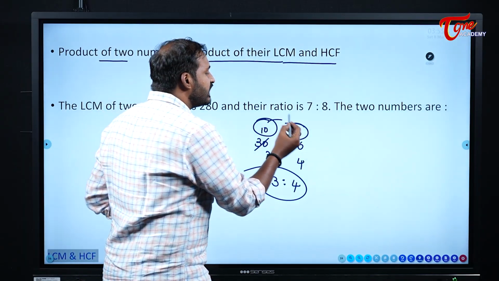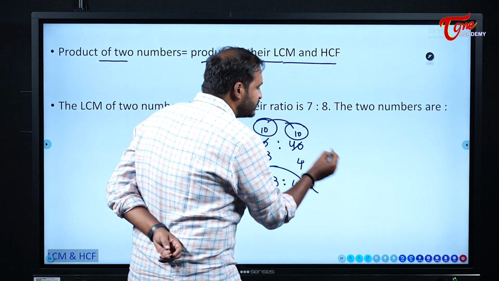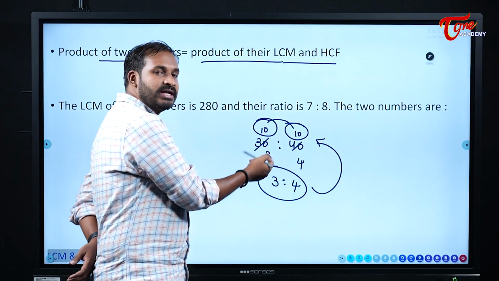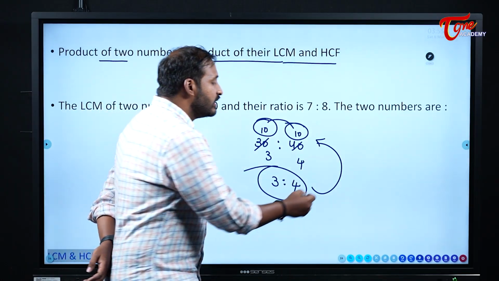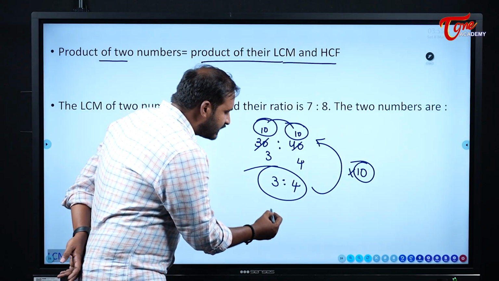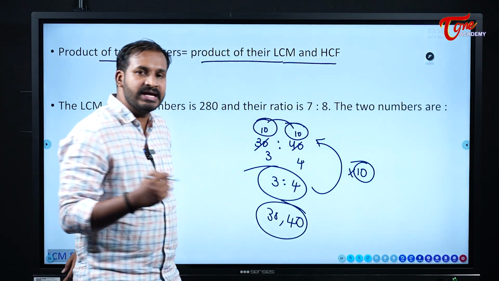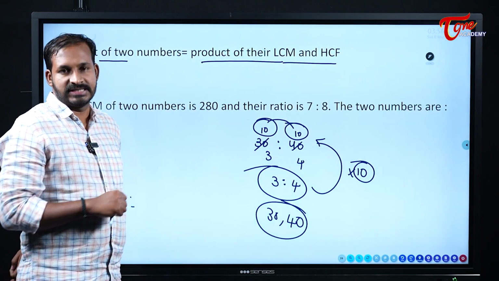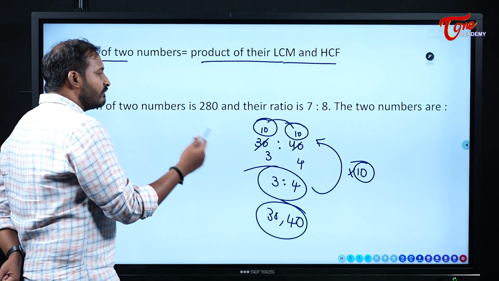So here this 10 is the HCF. When you want to restore a ratio into the numbers, vice versa, I have written 30 and 40 as 3:4. Now, if I want to restore the original numbers, what do I need to do? I need to multiply with the same 10, then it becomes 30 and 40. This is the basic understanding we need while solving problems of LCM and HCF.